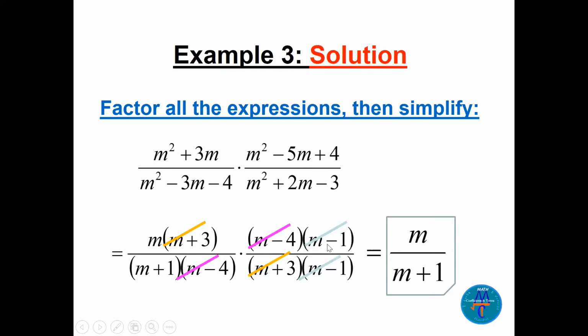You have to be careful which one to cancel. You have to cancel up and down if you have multiplication only. So you cancel this, m minus 1. See the colors? They will go together. This is the same color here. This is the same color. So what's left now? M over m plus 1. Can we cancel the m? No way.